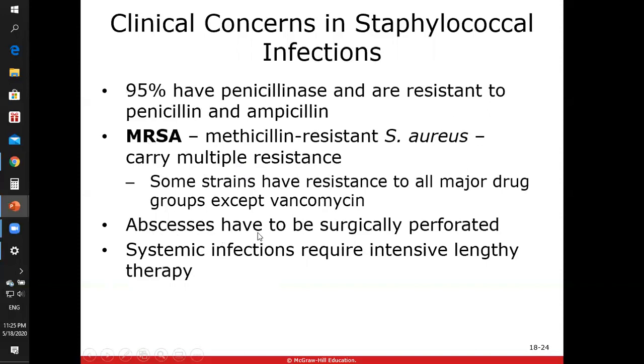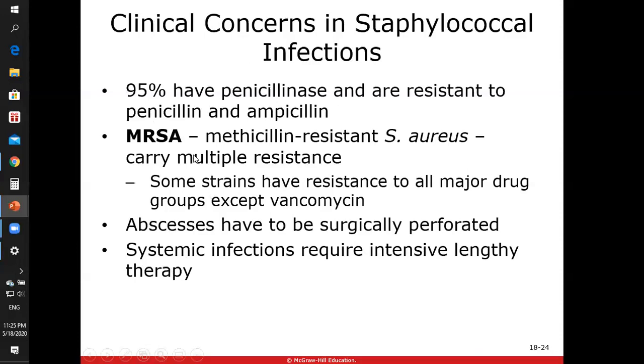If you have abscesses, they have to be surgically perforated. That's where we talked about those biofilms previously, where you have so many bacteria and they wall themselves off and create a barrier against our immune system and attack. And so sometimes you have to remove abscesses surgically. And then systemic infections require intensive, lengthy therapy. If it gets really bad, it's very intense.